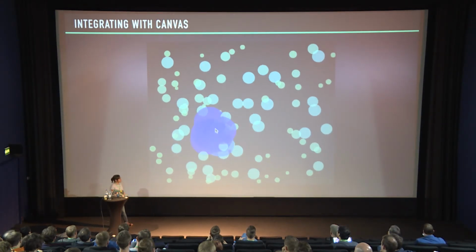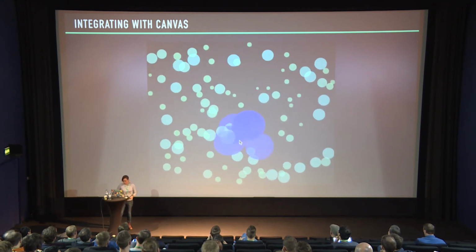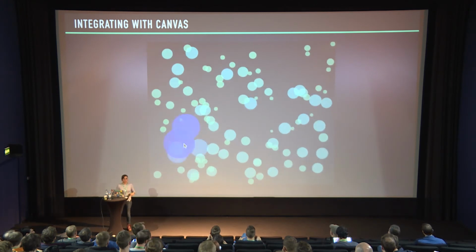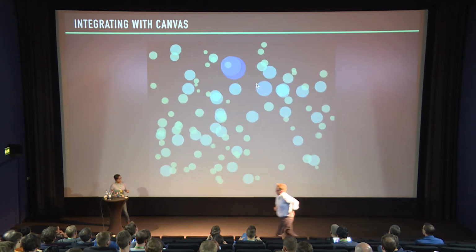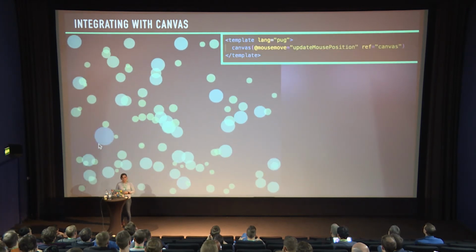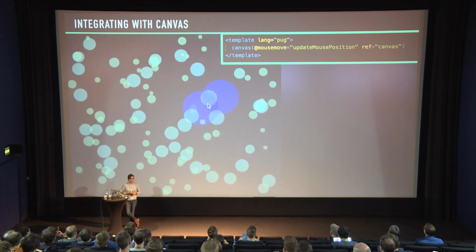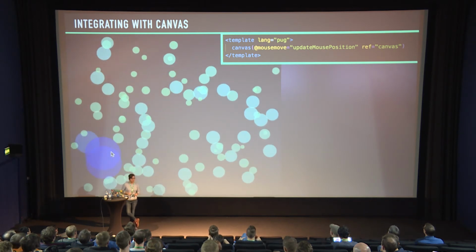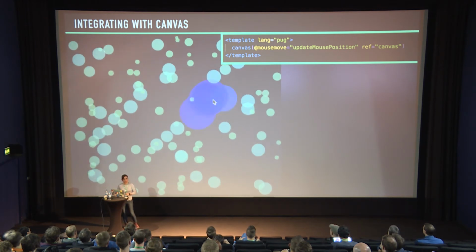Another cool thing that you can do is integrate Canvas into your Vue.js application. In this example, we have a lot of bubbles that are bouncing off the edges of the screen. When they are close to the mouse, we change their color and we increase their size. The way that it works is that we have this canvas tag, and the canvas tag has this on-mouse-move event that updates the mouse position every time that we move the mouse on the canvas. And then we also have a reference to this canvas so that we can access it from the script section afterwards.